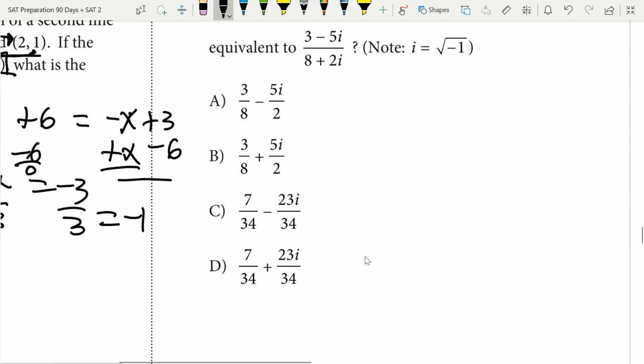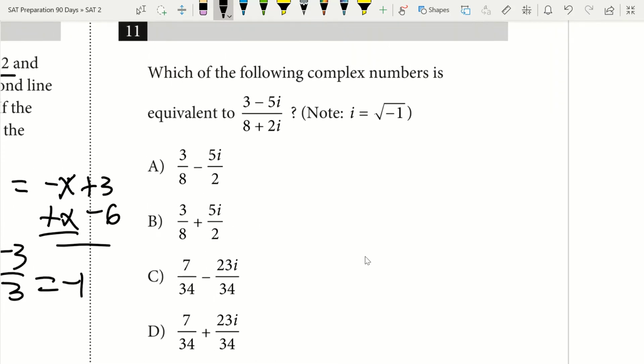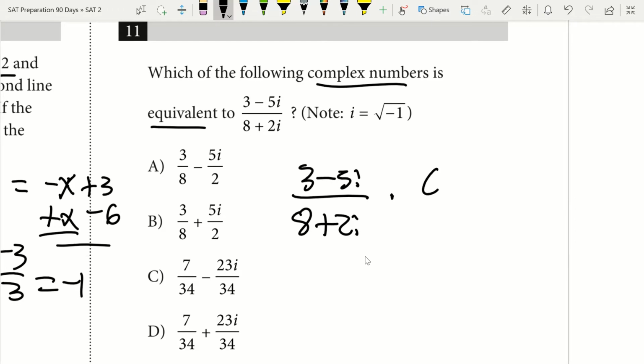Number 11. Okay, I've got imaginary numbers. Which imaginary number is equivalent to this? What I'm going to do is multiply by my complex conjugate, so I'm going to rewrite this so I have room to write my complex conjugate. That's going to be 8 minus 2i over 8 minus 2i. Okay, I do this in my denominator.